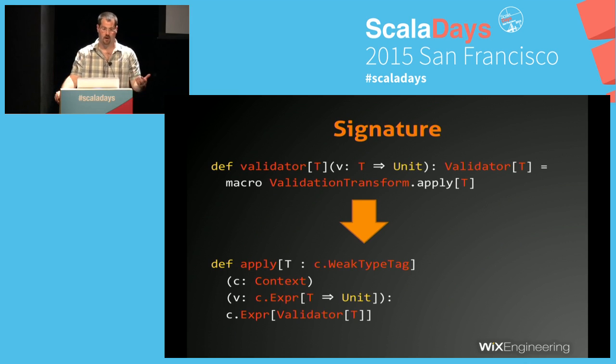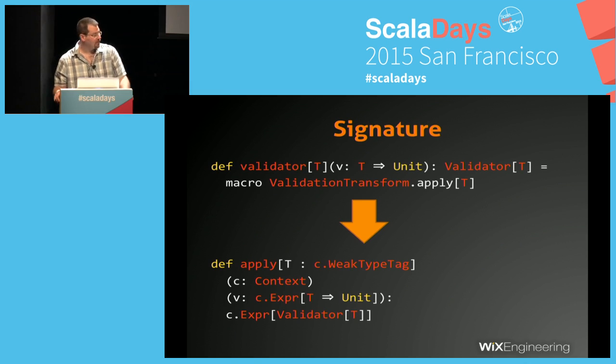So we don't really care what the result of that is. And it returns a validator over the type T. Now this is implemented by the macro. That macro resides in an object called validation transform, and we just told the compiler that this method is actually a macro def that's implemented by this apply method below.